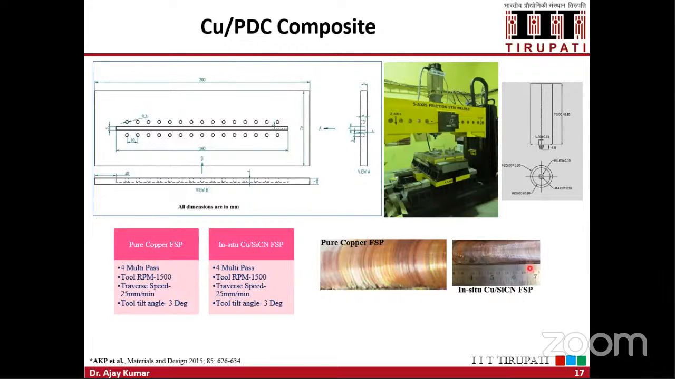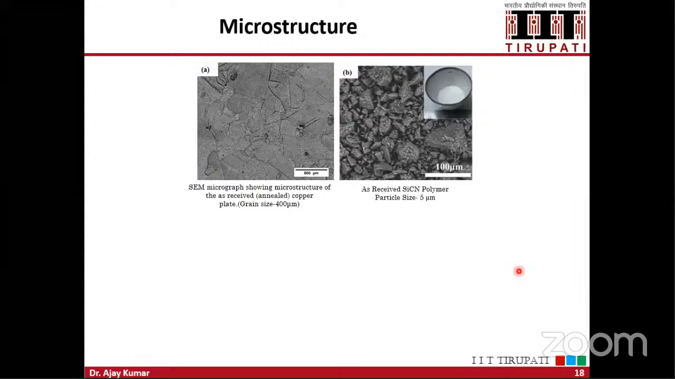So you can see this is the picture of the processed copper SiCN composite sample. Now let us discuss the microstructure. This is the microstructure of the annealed copper material, around 400 micron size grains you can see. And this is the as-received silicon carbonitride polymer particle size of around 5 micron.